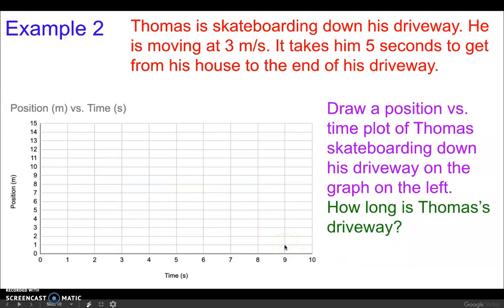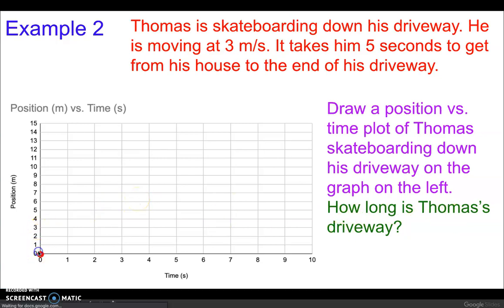Example 2, so Thomas is skateboarding down his driveway. He is moving at 3 meters per second. It takes him 5 seconds to get from his house to the end of the driveway. So again, we're going to draw a position versus time plot of Thomas skateboarding down his driveway. We're going to do that over here. So first, and then we'll answer the question, how long is Thomas's driveway?